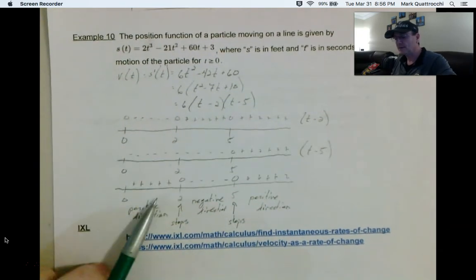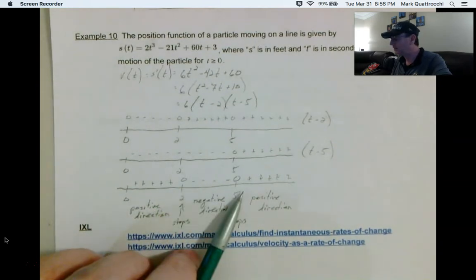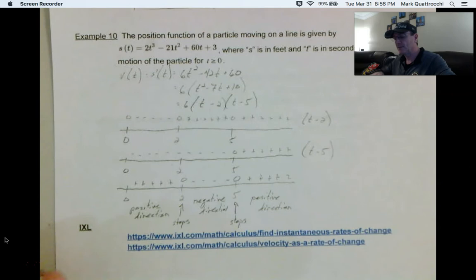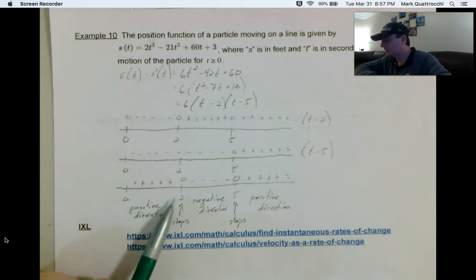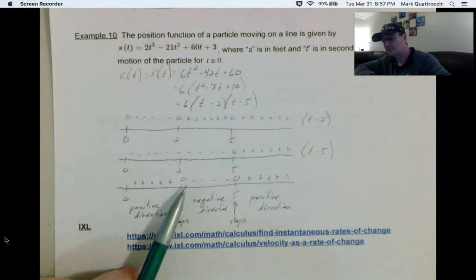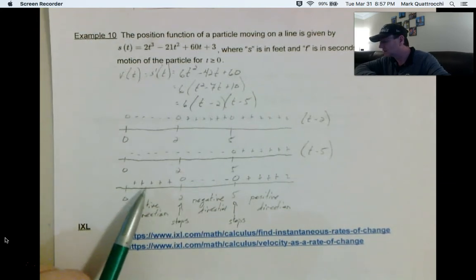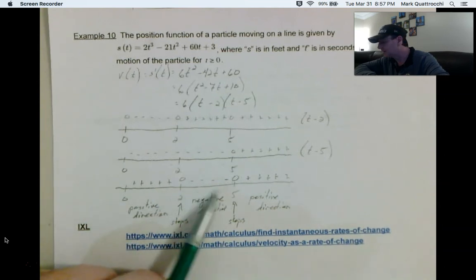Because what's it doing between 0 and 2 and between 2 and 5? Okay? So, if it's going to be stopping, then it's going to be slowing down. And it's going to be speeding up after it stops. But at what point does it start slowing down? And at what point does it start speeding back up again?